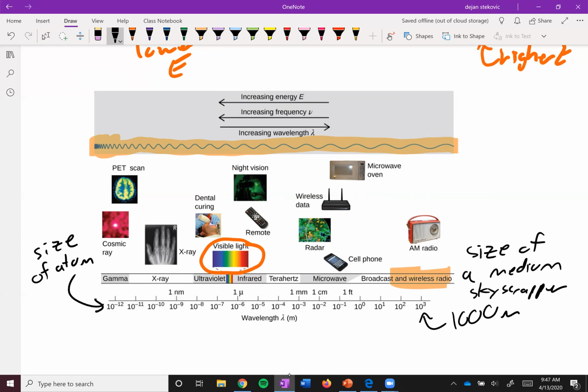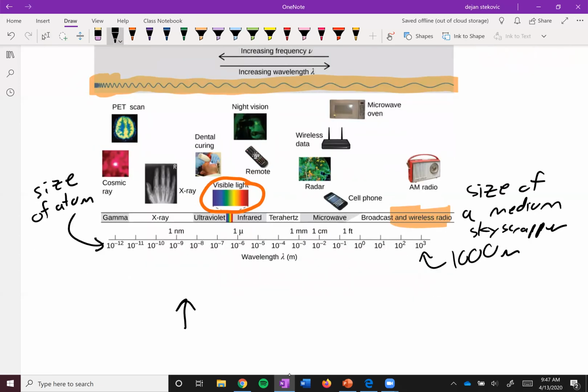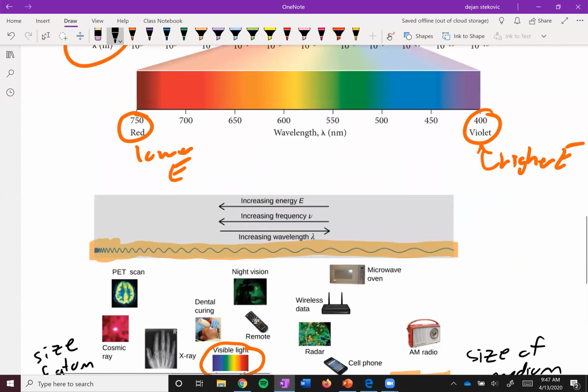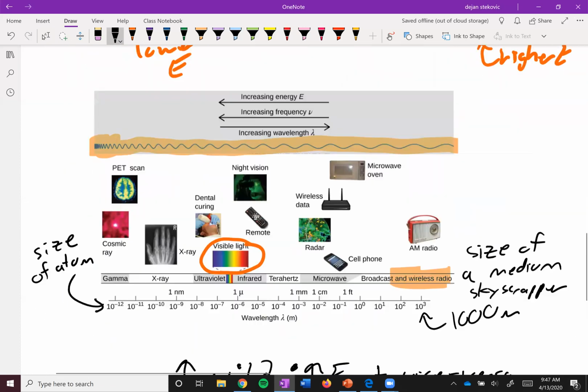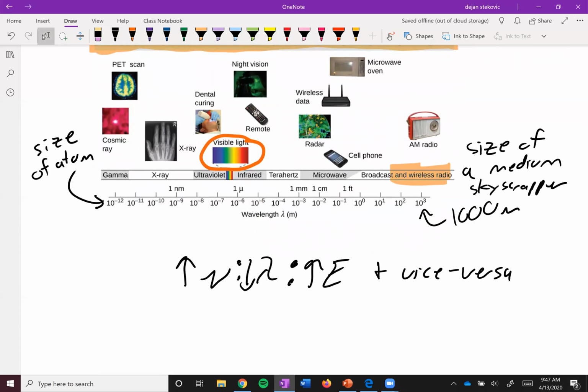And again, large frequency means a smaller wavelength, which means a larger amount of energy and vice versa. So be comfortable with the relationships between wavelength, frequency, and energy of light. And so classically, light has generally been described as a wave, but we'll see that's not always true.